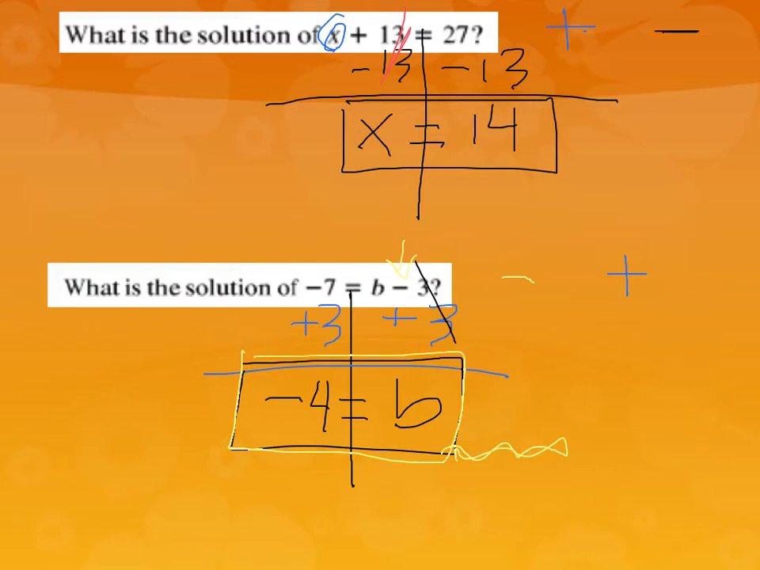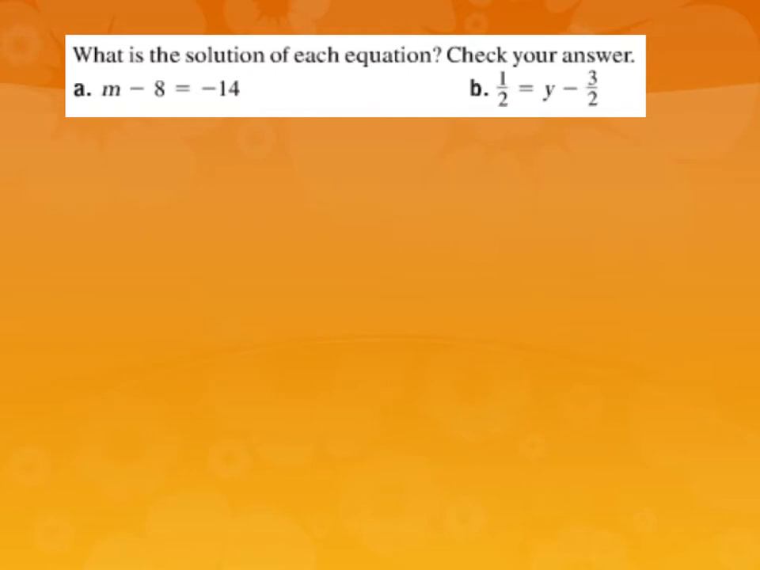And as you can see on both of these equations, it doesn't matter which side the variable is on, you can still solve no matter what side the variable is on. So now I want you to try. So right now I want you to pause and try to solve the two equations and then check your work.